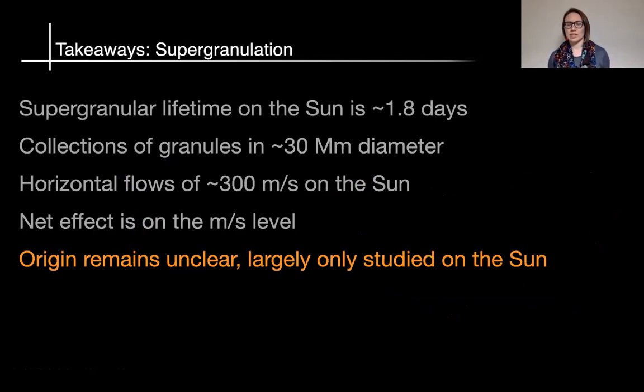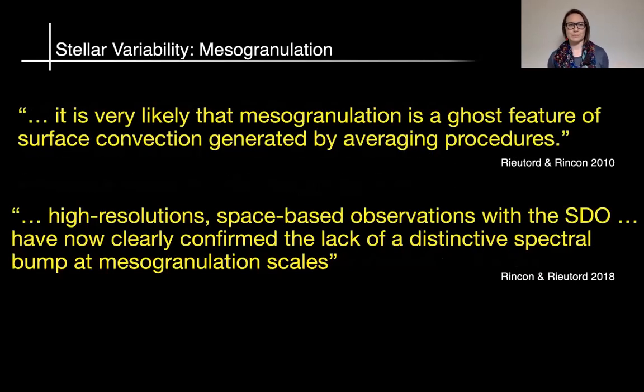And we really need to study this a lot more to understand the best way to mitigate and remove this signal. Another key thing to keep in mind is the time scale we're looking at here. For the sun, the lifetime of an individual supergranule is around 1.8 days. So that's the scale that we're looking at if we're trying to find solar twins.